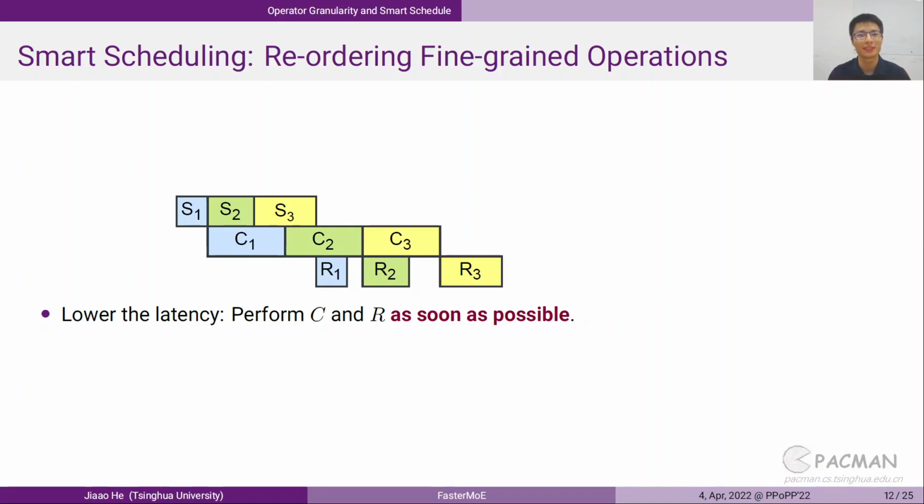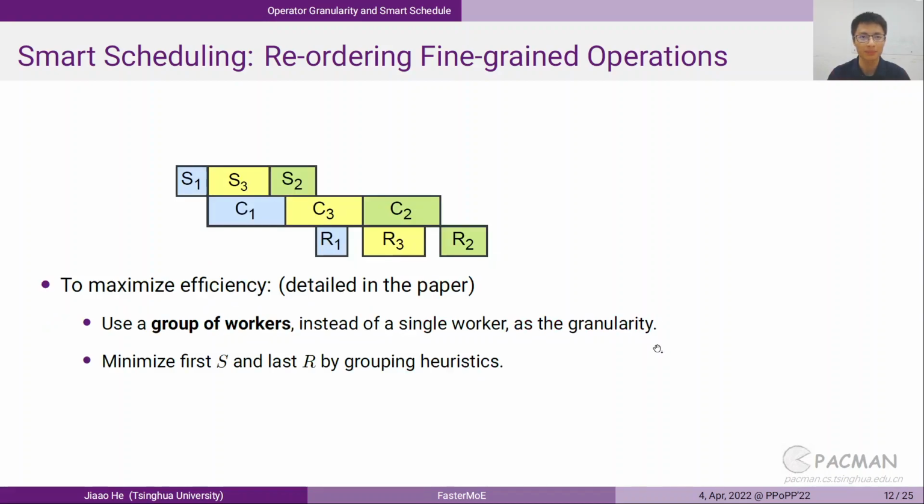Here, we still leave only one communication operation happening each time because we don't want to introduce contention in the network resources. To minimize the latency and maximize the efficiency, we are using a group of workers instead of single workers as the granularity of tasks gets split up. Also, we minimize the first S and the last R to minimize our overhead in the schedule by our grouping heuristics. More details of this part can be found in the paper.